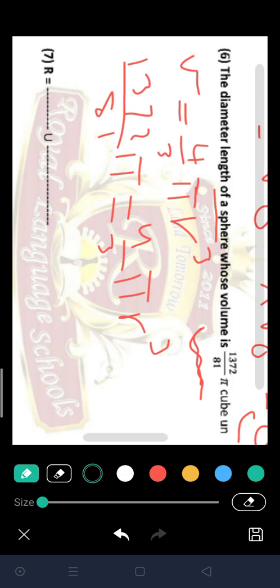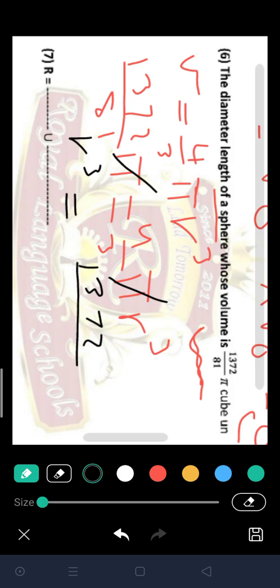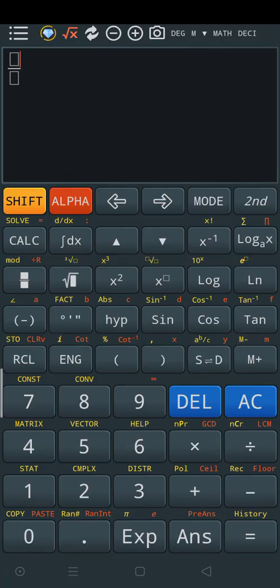Now pi in the right-hand side and pi in the left-hand side cancel. Then r power 3 equals 1372 divided by 81 times 3 over 4. And by using the calculator, we find the result of r power 3 as follows: 1372 divided by 81 times 3 over 4 equals 12.70.